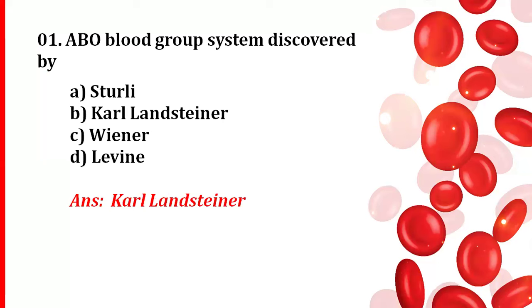Philip Levine was an immunohematologist. He did advanced research regarding the RH factor, hemolytic disease of newborn, and blood transfusion. And Decastello and Sturli discovered the type AB blood group, in association with Landsteiner. So here the right answer is Karl Landsteiner.